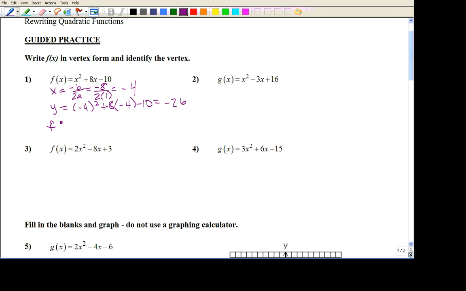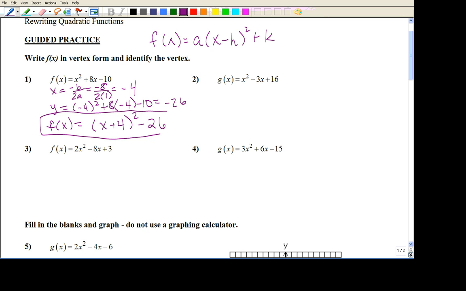So if we have the function f of x, we know that it's set up, remember, f of x equals a times x minus h squared plus k, where h, k is the vertex. Well, here a is equal to 1, so we'll leave that alone. Then we'll have x minus a negative 4, so x plus 4 squared, and then plus k, which is negative 26. And that's our function right there.